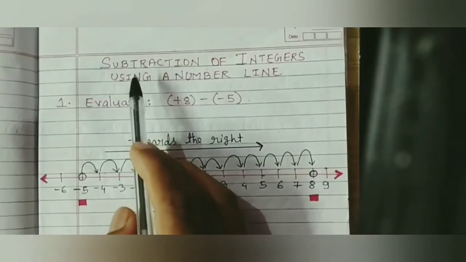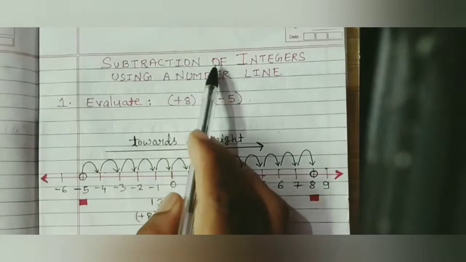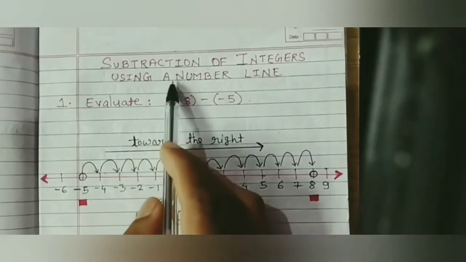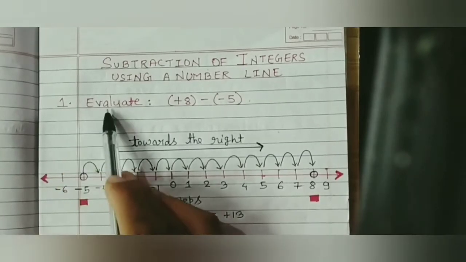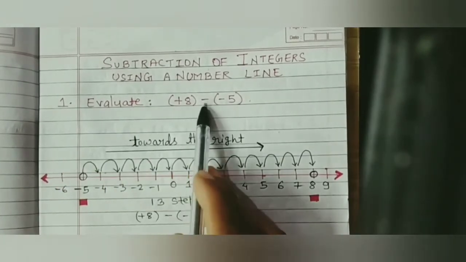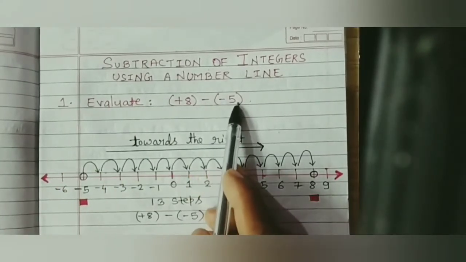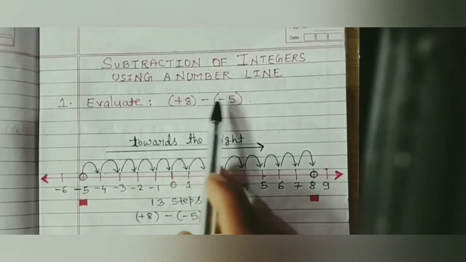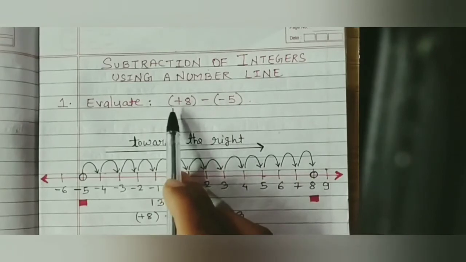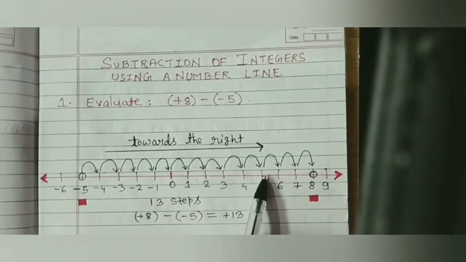Now our next topic is subtraction of integers using a number line. Here the first question is evaluate plus 8 minus minus 5. In this question we have to subtract these two integers using a number line.